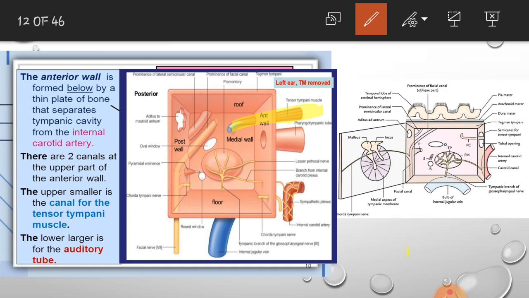This muscle that you see is the tensor tympani muscle. So there's a canal made up in the anterior wall for the passage of this muscle. This lower and larger one is the auditory tube canal for the eustachian tube, which is connecting the middle ear cavity with the pharynx. Eustachian tube, or the pharyngotympanic tube.